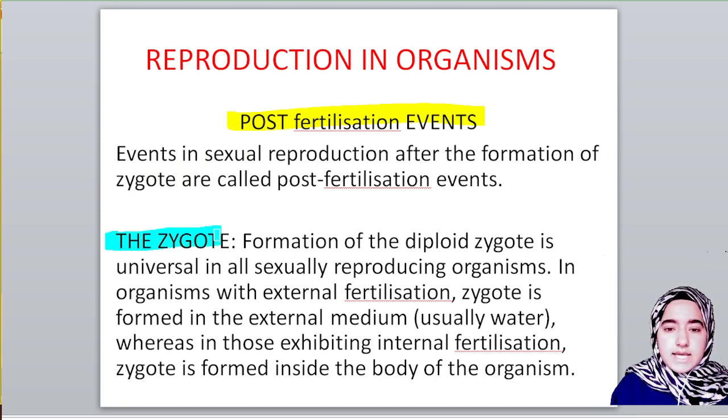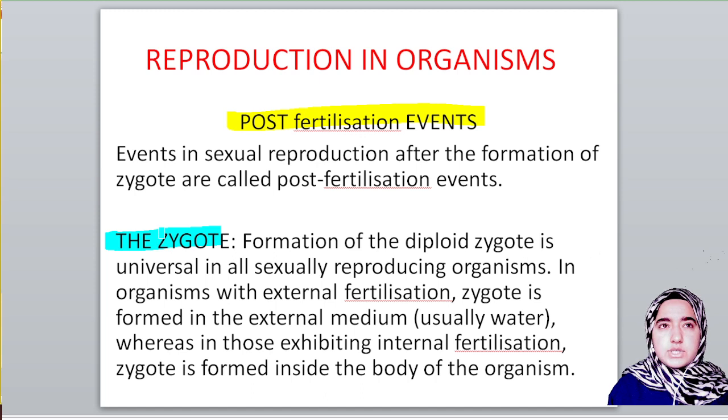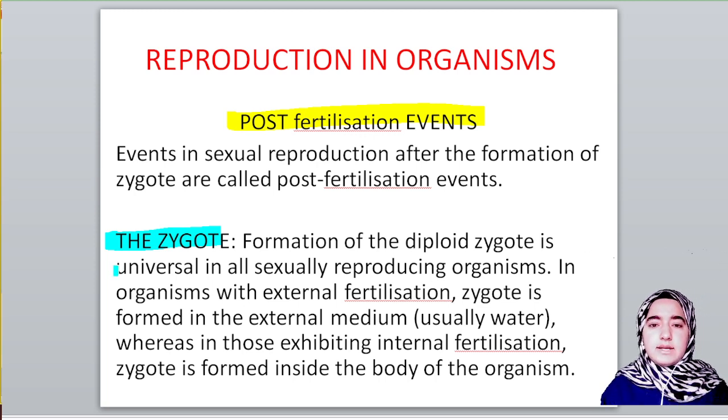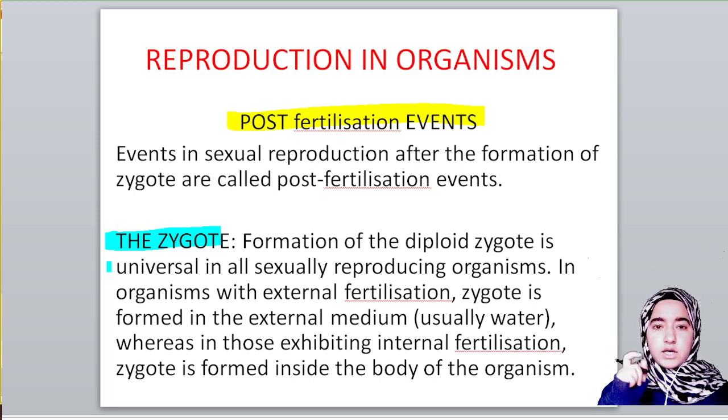First of all, we will see the zygote. The zygote is diploid in nature. As I already mentioned, gametes are haploid, having only 23 chromosomes, but the zygote is diploid and contains 46 chromosomes. So in external fertilization the zygote is formed outside the body, and in internal fertilization the zygote is obviously formed inside the body, because fertilization took place inside the body of the organism.